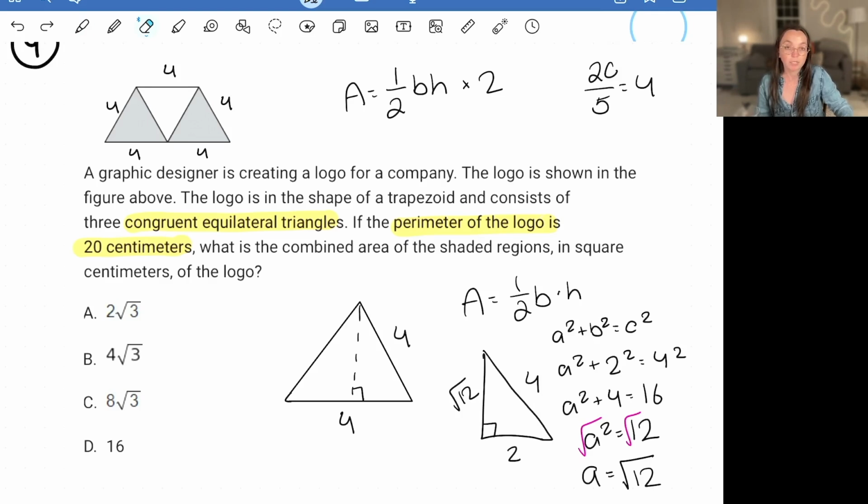Okay, I'm going to erase this, so go ahead and take a screenshot if you need, or just pause it and write it down. All right.